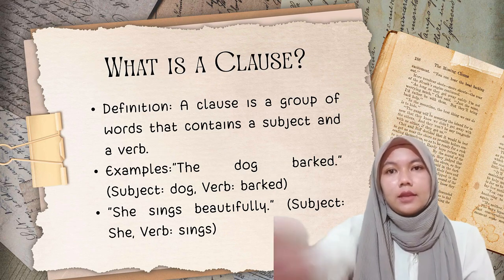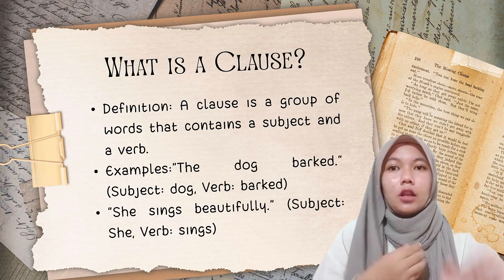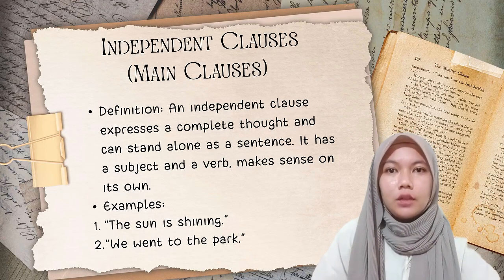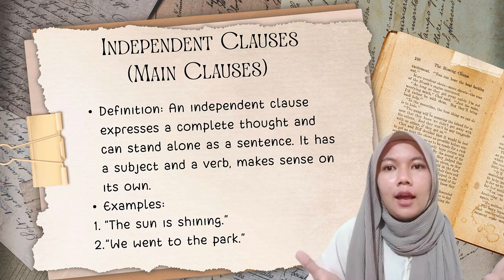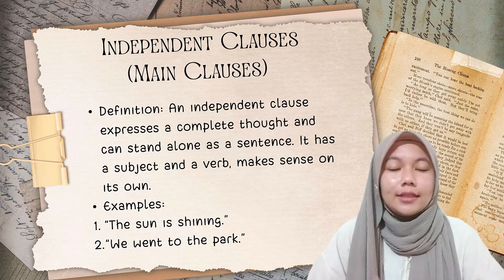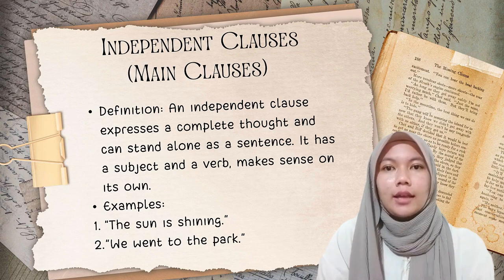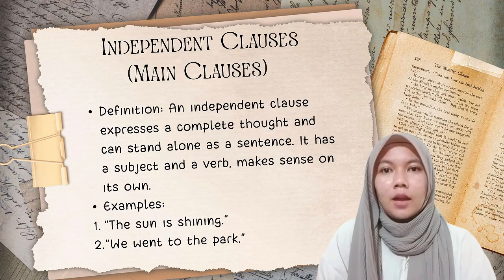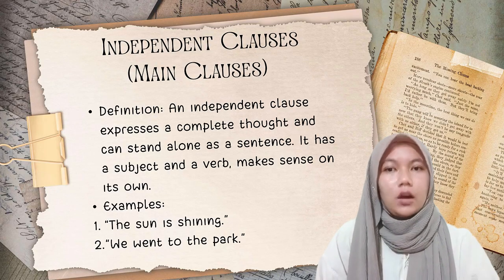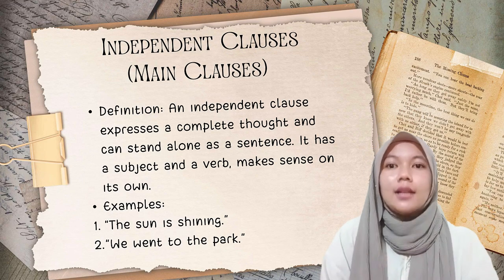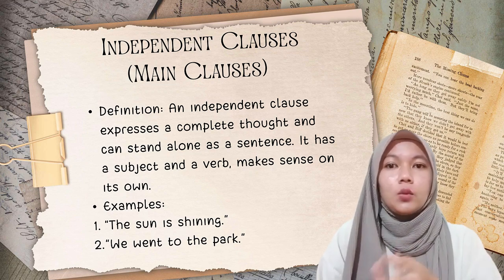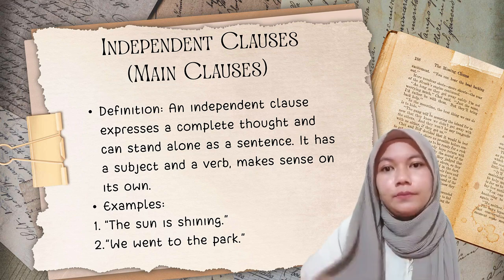And then independent clauses, or main clauses. Independent clauses express a complete thought and can stand alone as a sentence. It has a subject and a verb, and makes sense on its own. For example, the sun is shining. The second example is we went to the park.